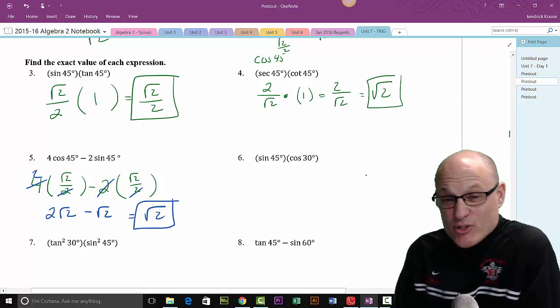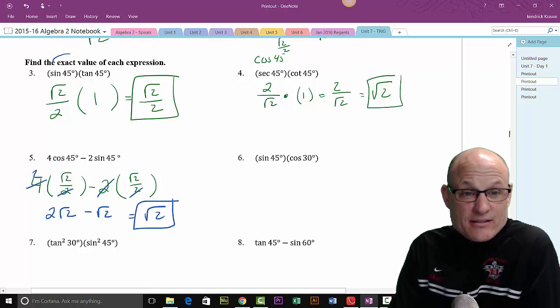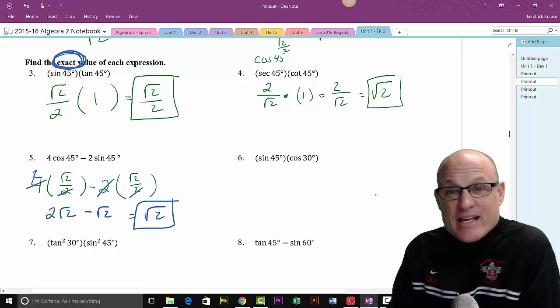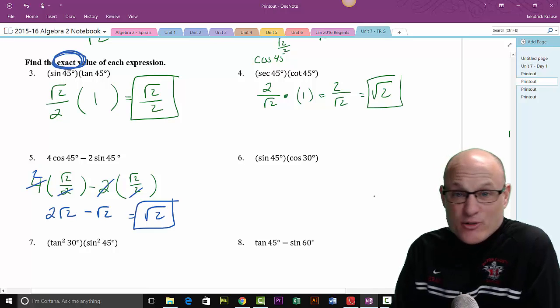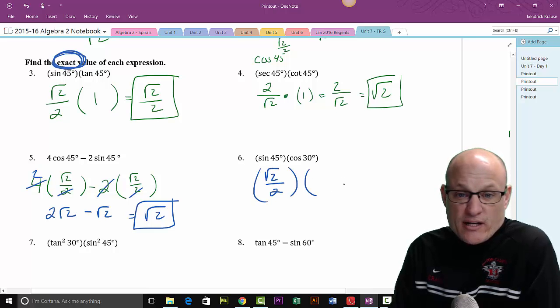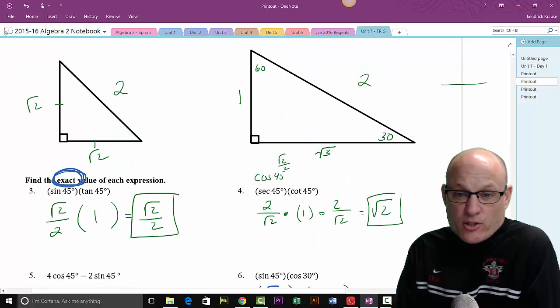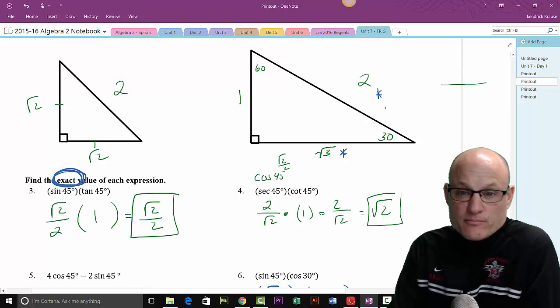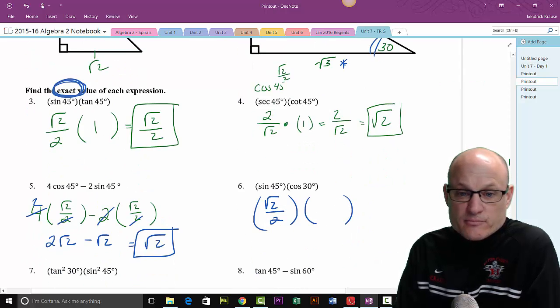You're not going to use your calculator. See this word exact? I'm going to let you know and we'll talk about it tomorrow. But exact value just means you're not using your calculator. Sine of 45 degrees, square root of 2 over 2. Cosine of 30, we're going to come back over here. Cosine of 30 is adjacent over hypotenuse. This is the 30-degree angle. This is adjacent. So square root of 3 over 2.